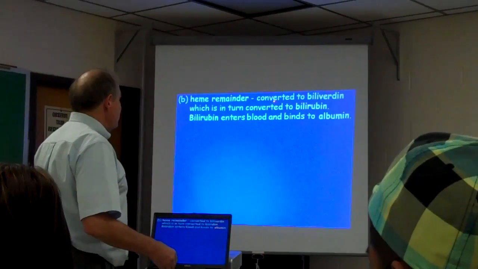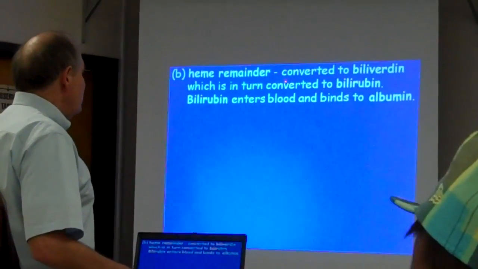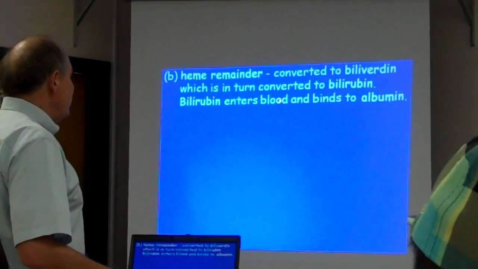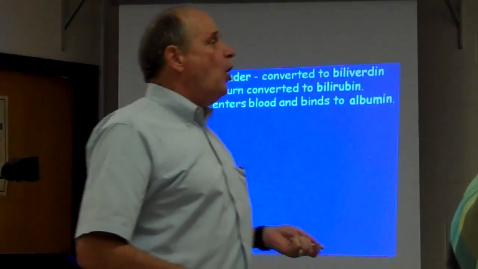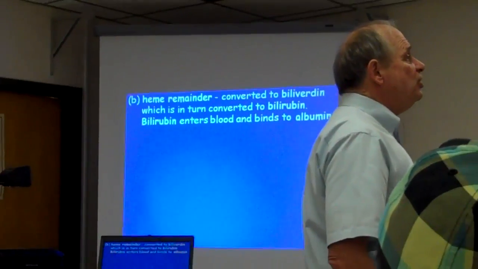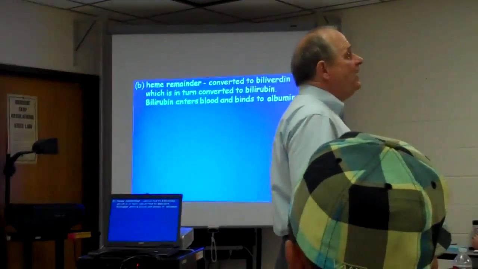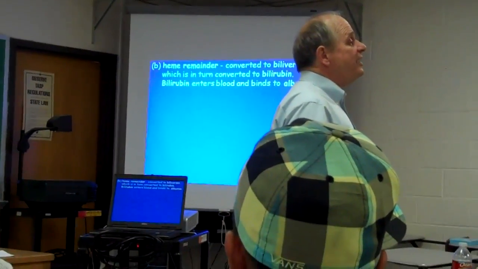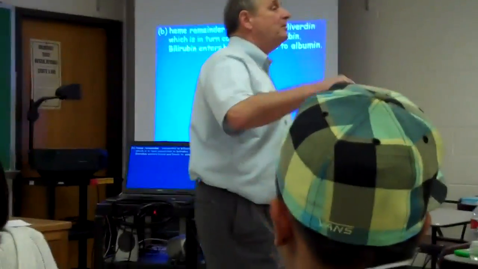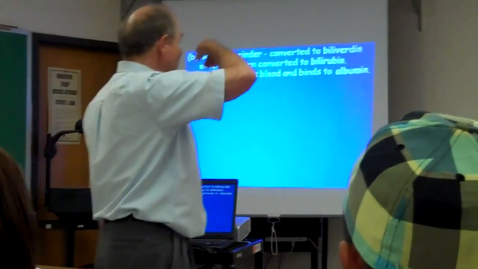All right, so here's the heme remainder. Heme remainder converted to bilirubin. Bilirubin enters the blood, and I asked you that on this test too. On the practice exam, did you see on the practice exam, bilirubin binds to who in the blood? And the answer's the albumin. That's on your practice exam. That's one of the questions right there.